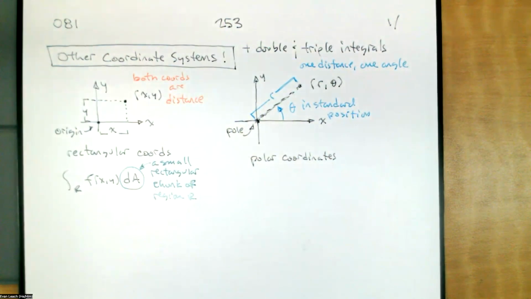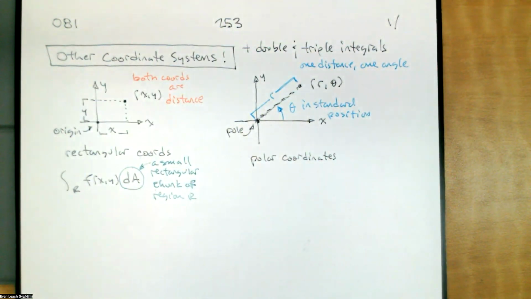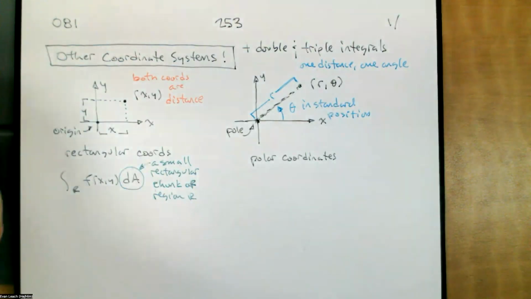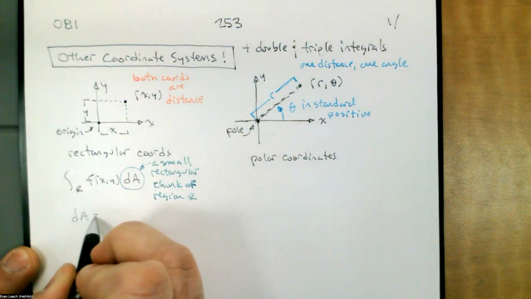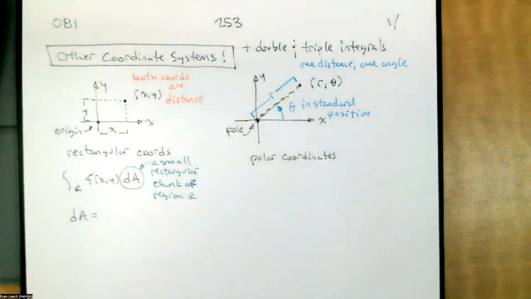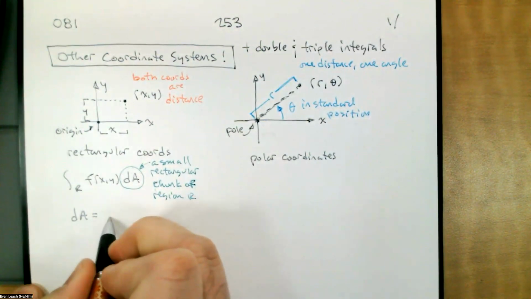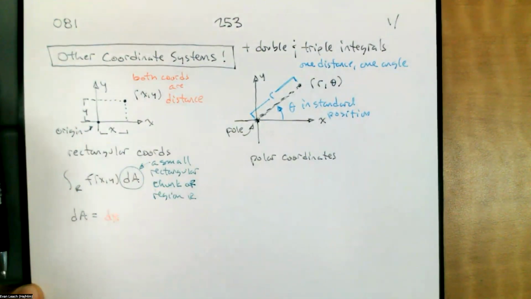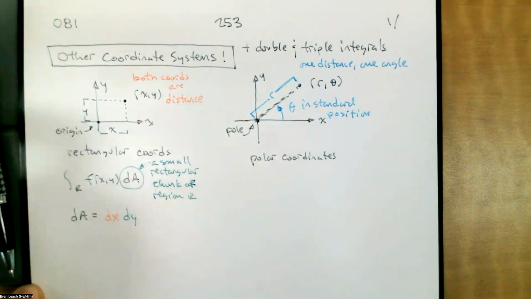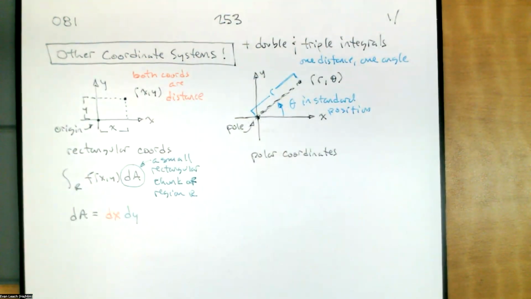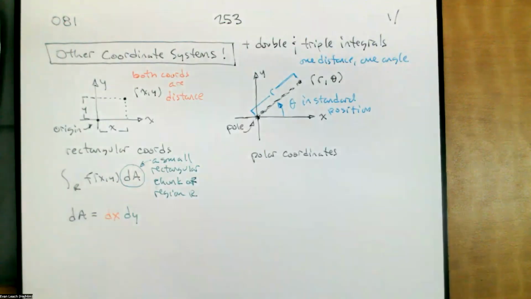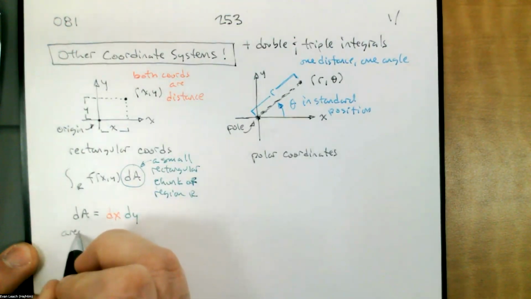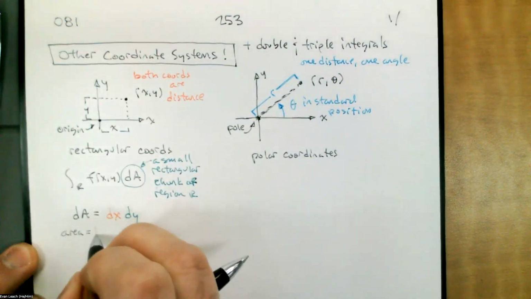It's a small rectangular chunk of region R. It represents a piece of area. dA is dx times dy. dx is some small length, dy is some small width, so dA is some small area. So what we're doing here is just area is equal to length times width.